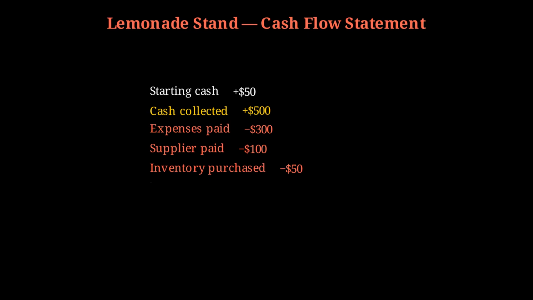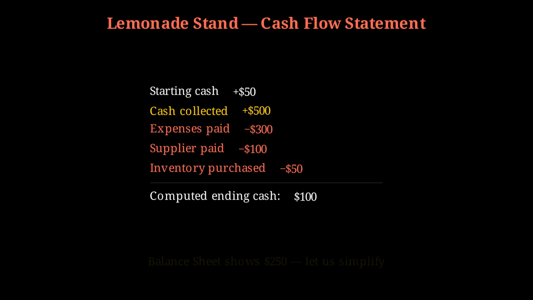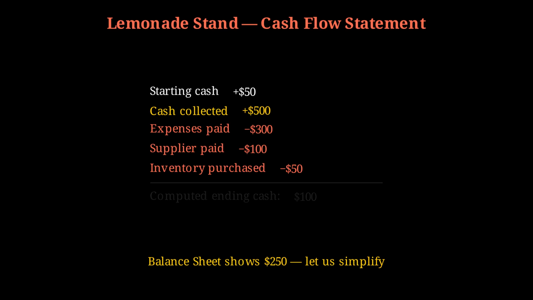Cash from operations is: started with 50, plus 500 collected, minus 300 expenses, minus 100 supplier payment, minus 50 inventory. 50 plus 500 minus 300 minus 100 minus 50 equals $100. Wait, the balance sheet shows $250 in cash.